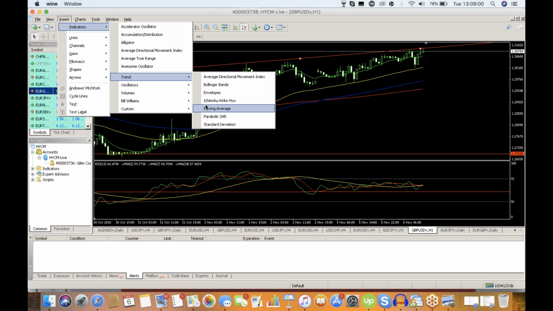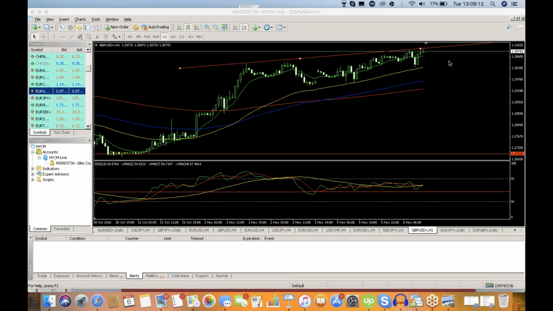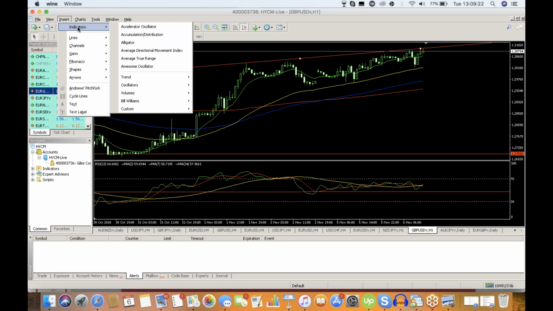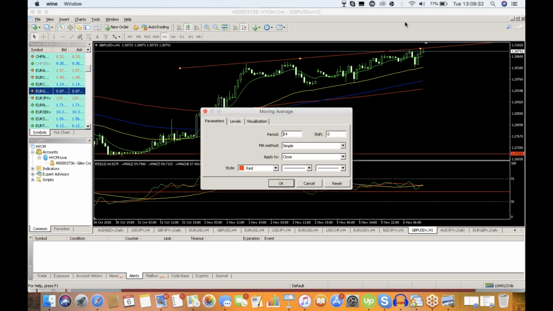I'm just going to leave that there for a moment so that you can all see that. So insert indicators trend moving average. Is that clear to everyone? I'm just going to put my question box up to make sure. Okay, I'm glad that seems to be clear. So it's insert indicators trend moving average. And then once you've done that, you left click on the moving average button, and you will get the default settings of the moving average.